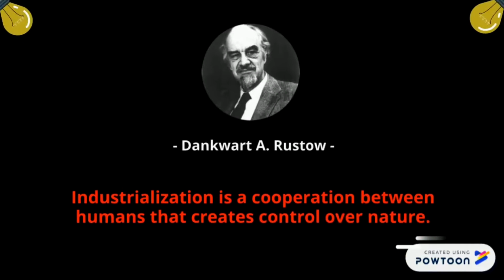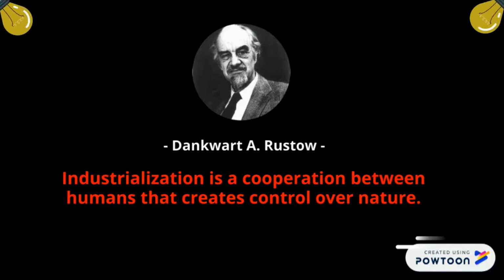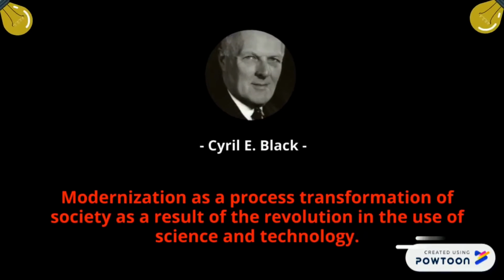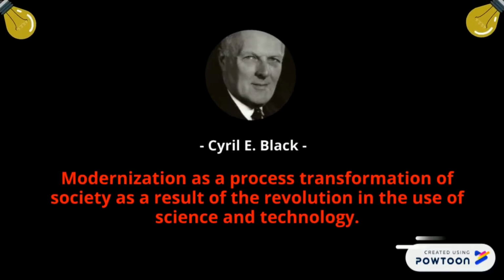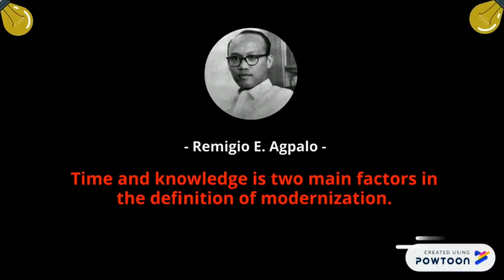There are various notions of modernization. Word Aristo, for example, identified it with industrialization, in which cooperation between humans creates control over nature. Cyril Black et al. define modernization as a process of transformation of society as the result of the revolution in the use of science and technology. According to Remigio Eagapalau, there are two main factors in the definition of modernization, namely time and knowledge.